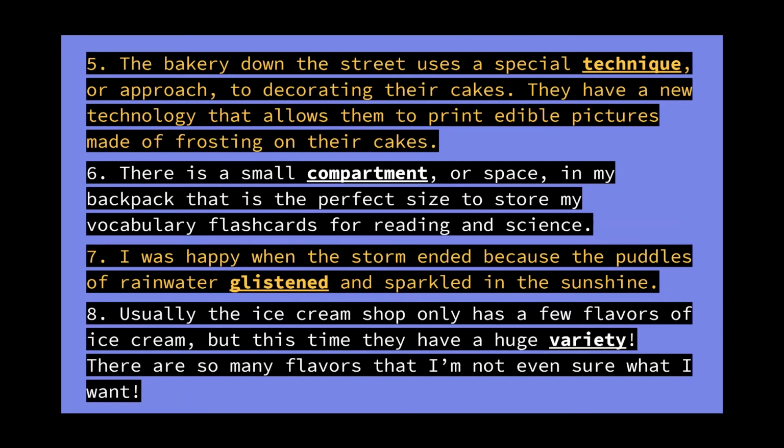6. There is a small compartment or space in my backpack that is the perfect size to store my vocabulary flashcards for reading and science. 7. I was happy when the storm ended because the puddles of rainwater glistened and sparkled in the sunshine. 8. Usually, the ice cream shop only has a few flavors of ice cream, but this time they have a huge variety. There are so many flavors that I'm not even sure what I want.